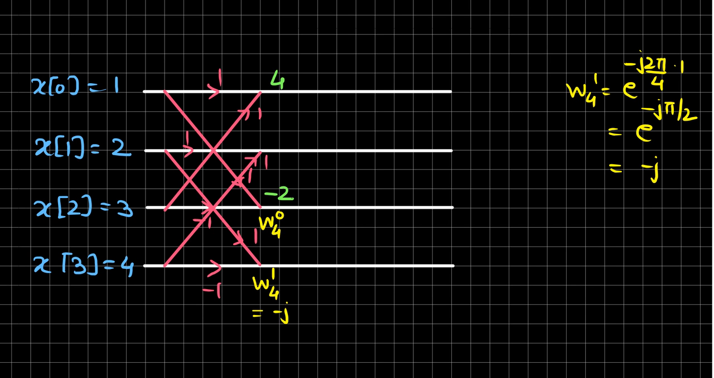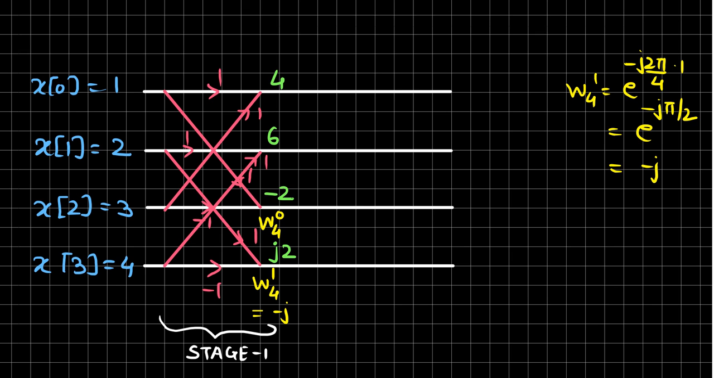So what we have at this point is the addition of 2 plus 4, that comes out to be 6. Similarly, at this point we have 2 minus 4 into minus j, so it is minus 2 into minus j, that comes out to be 2j. So what we have here is j times 2. So this completes the stage 1 of our DIF FFT.